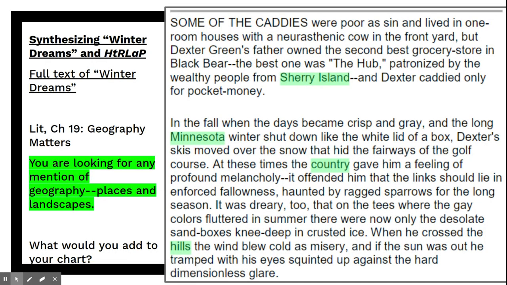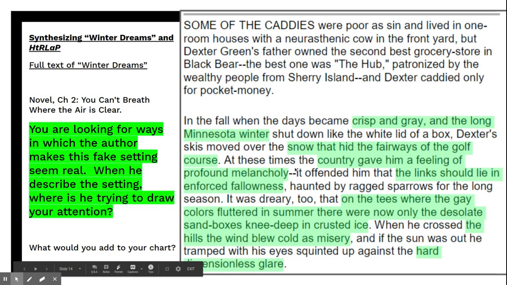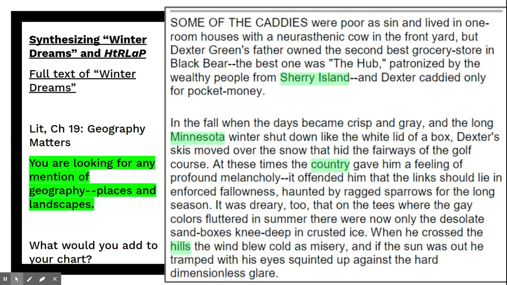This one, geography, goes along with the next one, which is You Can't Breathe Where the Air is Clear. Now, you might have some things in these two categories that overlap, look the same, or you're not quite sure which category to put it in. That is okay. It's less about knowing how to categorize this on that chart, and it's more about being able to pick these things out and have an idea of what they might mean. So we're going to focus in. You might have something a little bit different here, and that is absolutely fine, but let's just focus in on what I identified as geography.